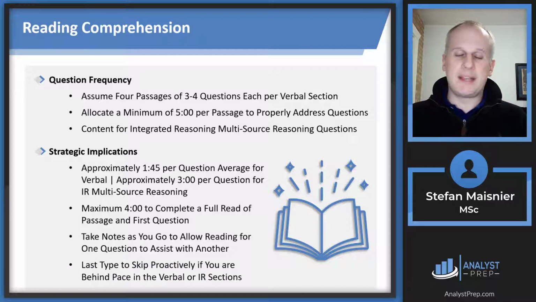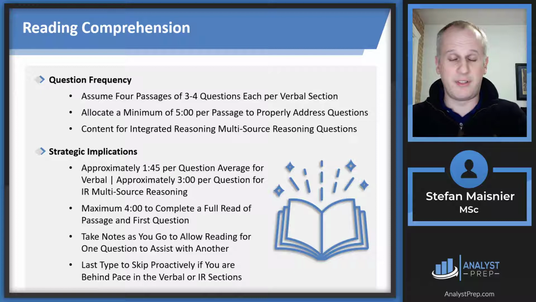Because these questions tend to build on each other and you have to understand the passage in its entirety, this is the last type of question you're going to want to proactively skip. So in reading comprehension, you don't want to punt on questions. Now, obviously, if you are behind on time and you find yourself going back and forth on 2 answer choices, you'll have to eventually move on to maintain that pace of about a minute 45 per question.